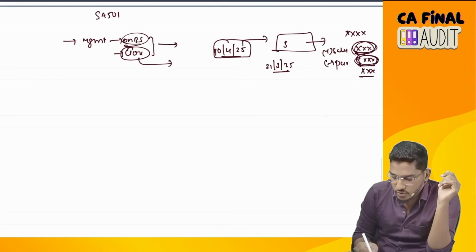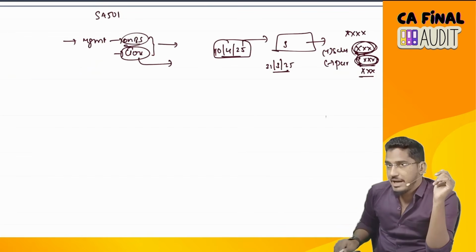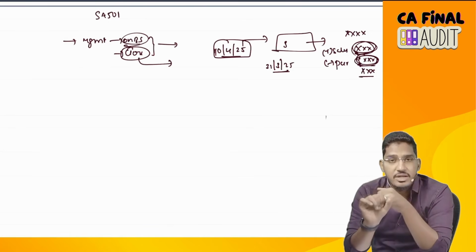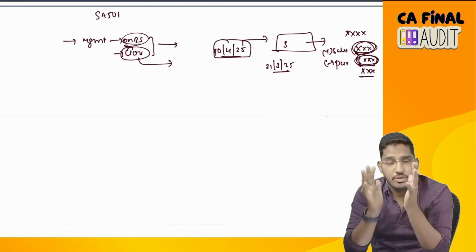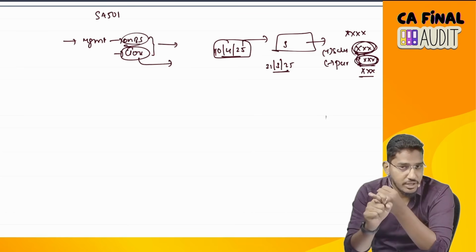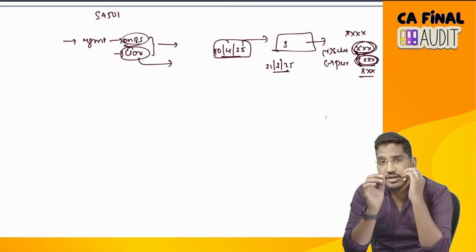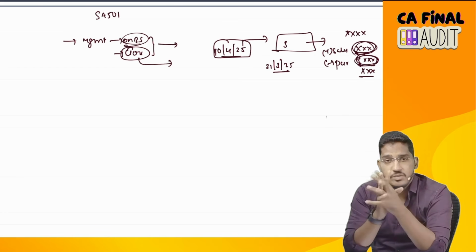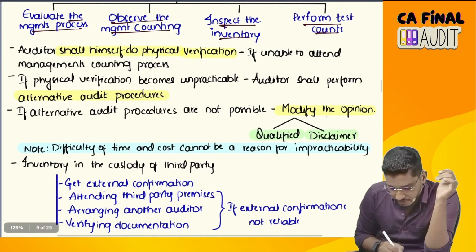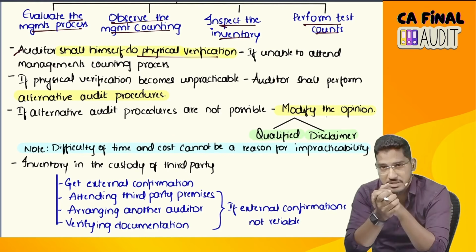So whatever it is, try to attend the management's inventory counting process. Sometimes what happens is management is doing inventory counting and has informed the auditor also, but the auditor is unable to attend that inventory counting process. Then what is he supposed to do? The standard says, if you are unable to attend the management inventory counting process, the auditor shall himself do the physical verification on a test checking basis.